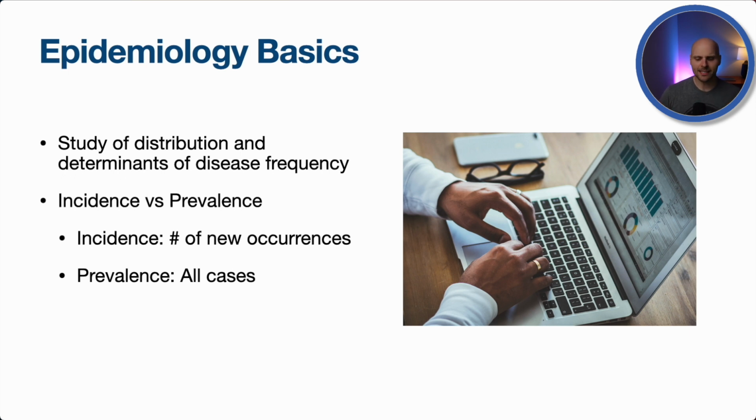If we compare incidence to prevalence, though, prevalence is the number of cases in a specific population at a specific point in time. This includes all cases, including pre-existing conditions. So before, with incidence, we were only counting new cases. Now the prevalence is all of them.